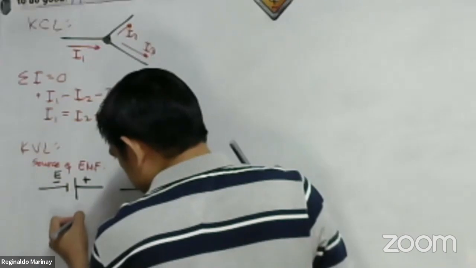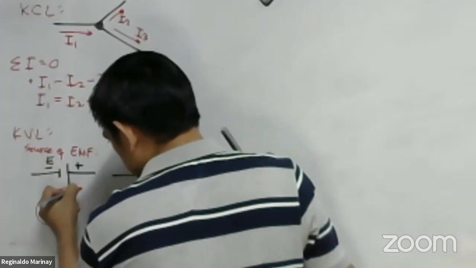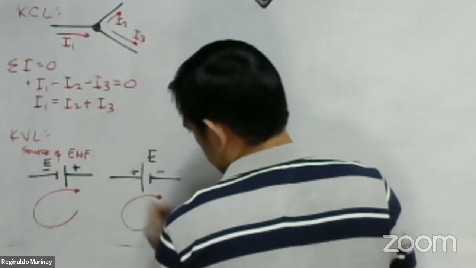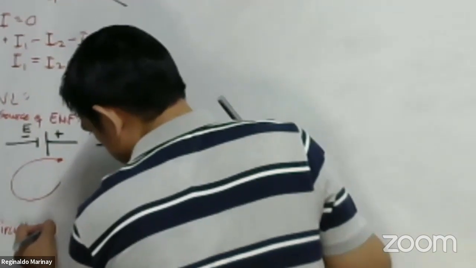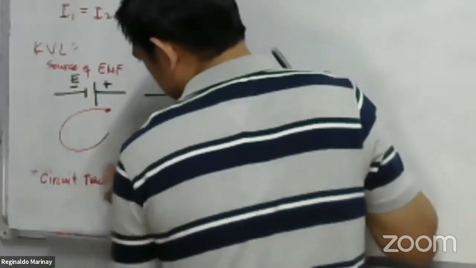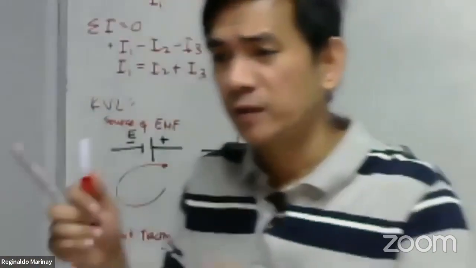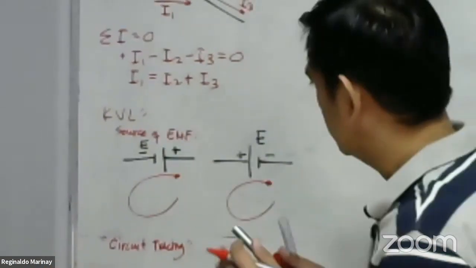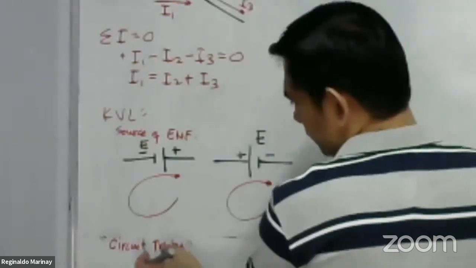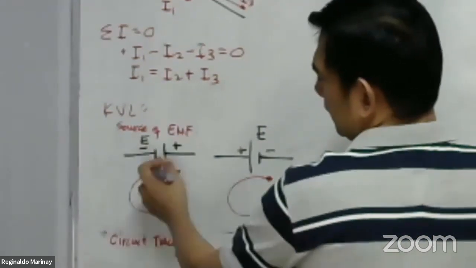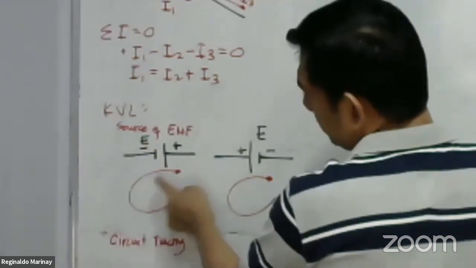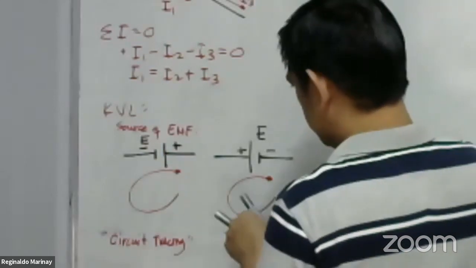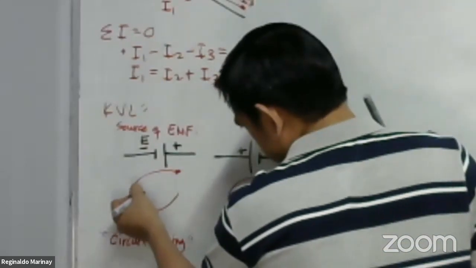This is what we call our circuit tracing. Okay. Again, this is what we call our circuit tracing. Circuit tracing is the assumed circulating current loop. That is just for guide with an equation particular. This is what we call the circuit tracing. So it is a positive E.